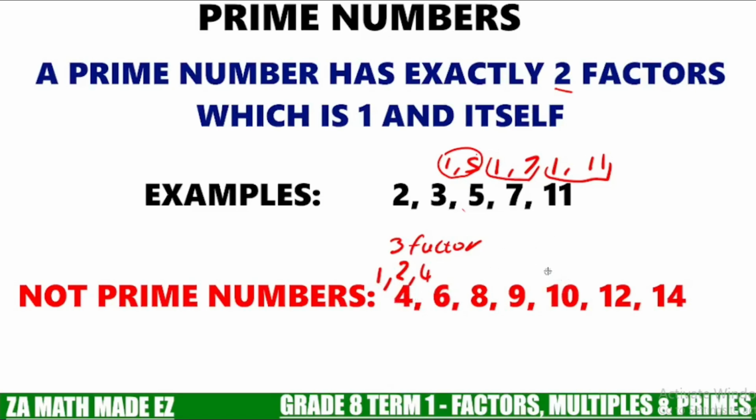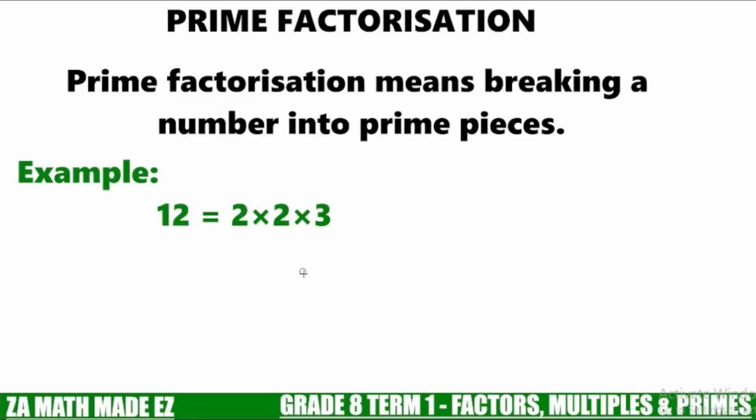Same with 10. 10 has 1 as a factor, 2 as a factor, 5 as a factor, and 10 as a factor. It has 4 factors, which is more than 2, so therefore it is not a prime number. Check 12. 12 has 1, 2, 3, 4, 6, and 12 as factors. That is more than 2 factors, so therefore it is not a prime number.